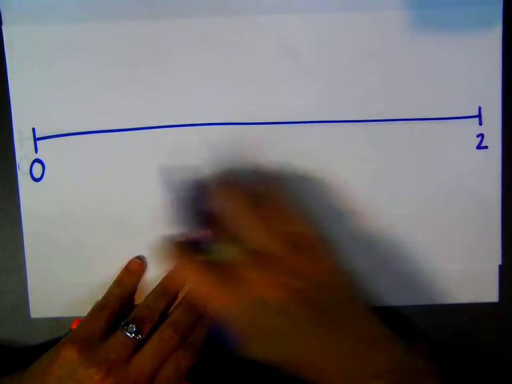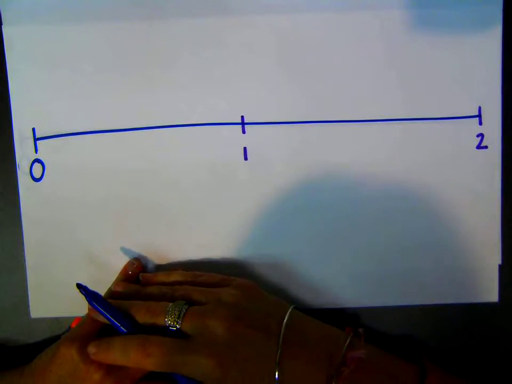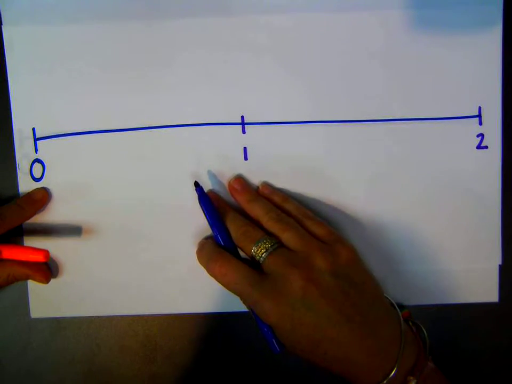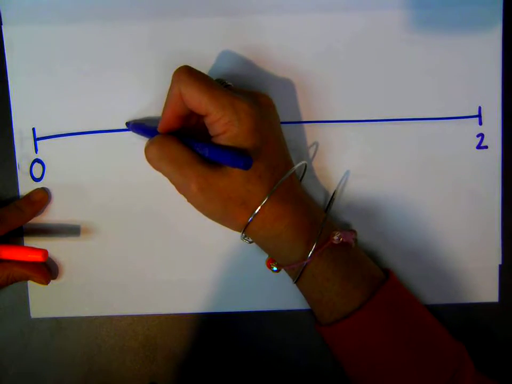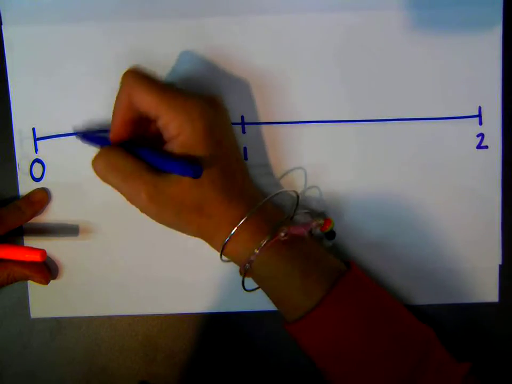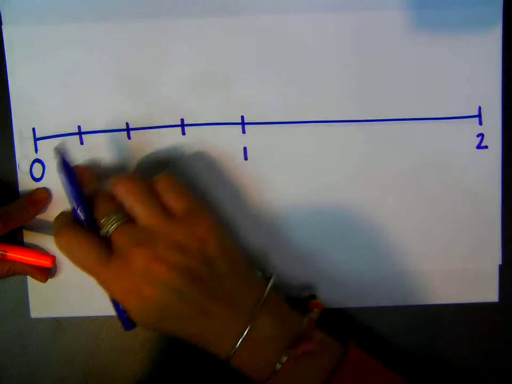So I'm going to come over here, and I know that because 1 is half of 2, I'm going to make my 1 here. And then I'm going to go back, and just like I've taught you in the past with my fourths, I know to make my half, I find my line right in the middle. And then I know to go back and divide each one equally. And there I have my intervals.